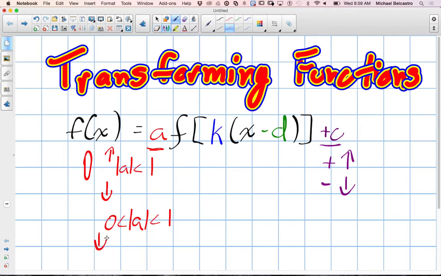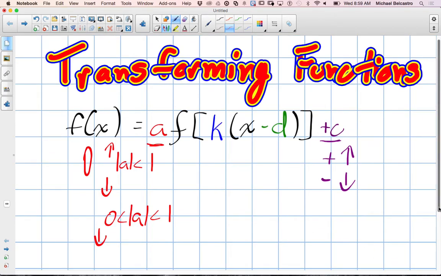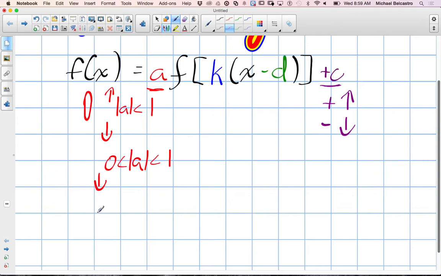It's being compressed. Again, think of it like an elastic band. If it's being pushed from the top and the bottom, it'd be getting wider and wider. So these are intuitive things. These are what you would think would probably happen with these types of values.